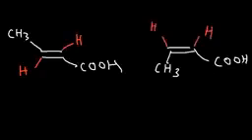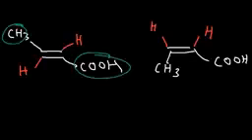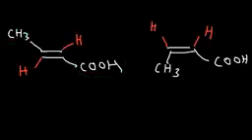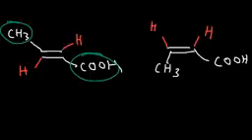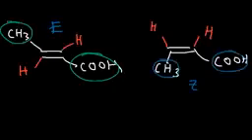For the example on the left, the two groups with the highest priorities are the methyl and the carboxylic acid. Comparing the carboxylic acid versus hydrogen, the carboxylic acid functional group has way more priority than the hydrogen atom, and methyl has more priority than hydrogen on the left side. So whenever your two highest priorities are on opposite sides, you have the E isomer, and whenever they're on the same side, you have the Z isomer. So in this case, this is the Z isomer.